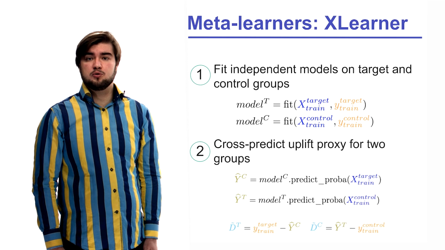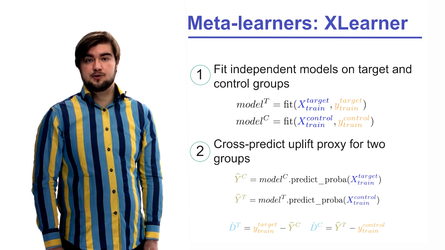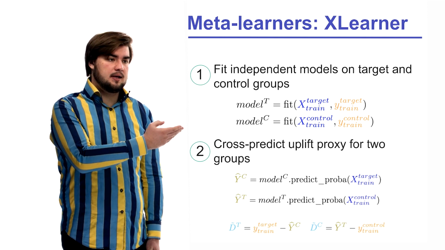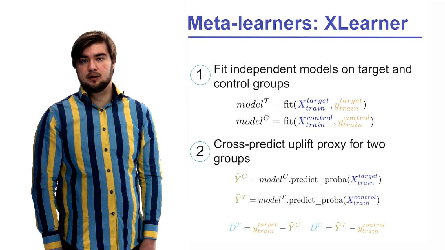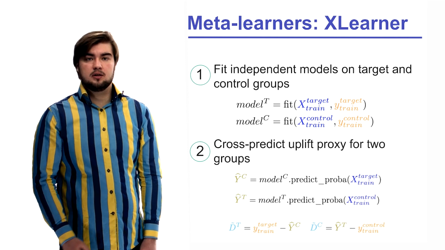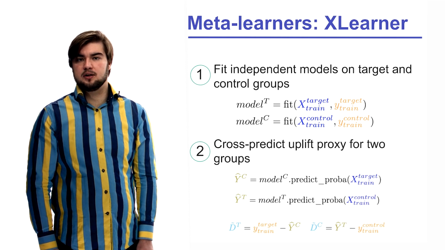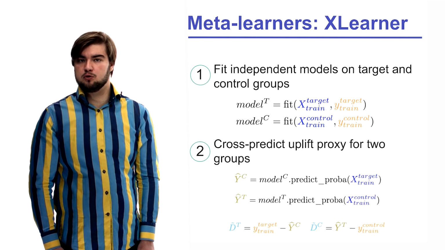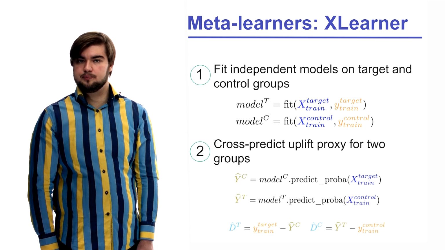The X-learner approach is more complex, but often shows better quality. The first step is exactly the same as in T-learners. We train two independent models, each in its own group. We then cross-estimate the uplift proxy by subtracting the control model predictions for the target group from the target variable, and vice versa for the control group.